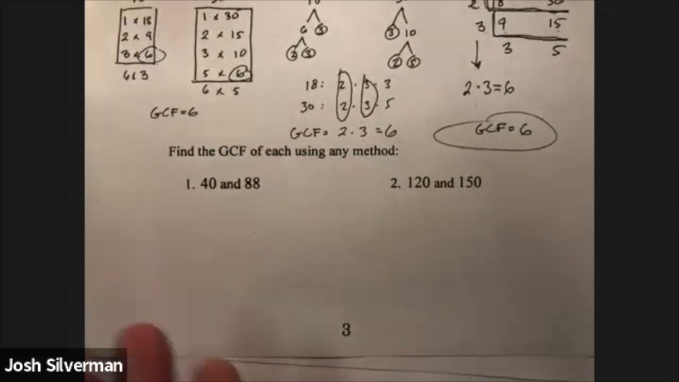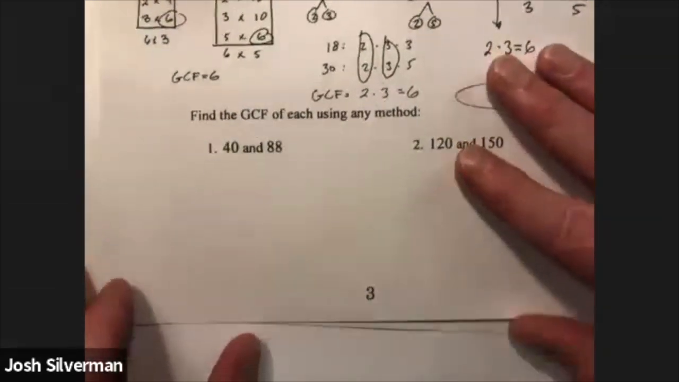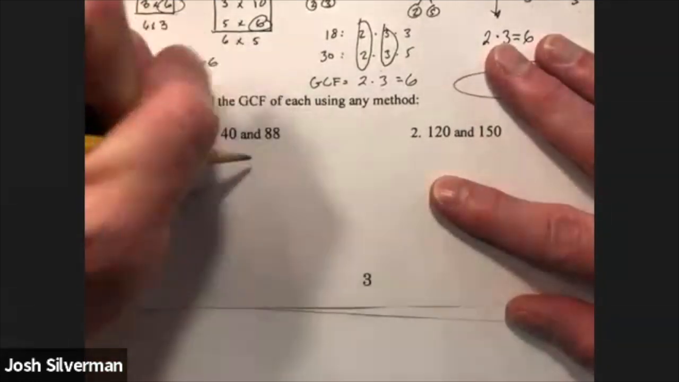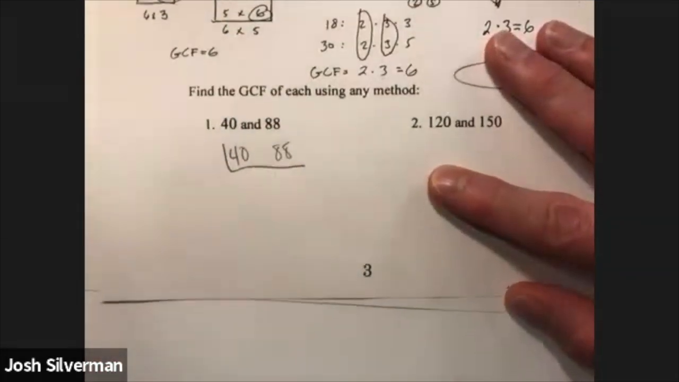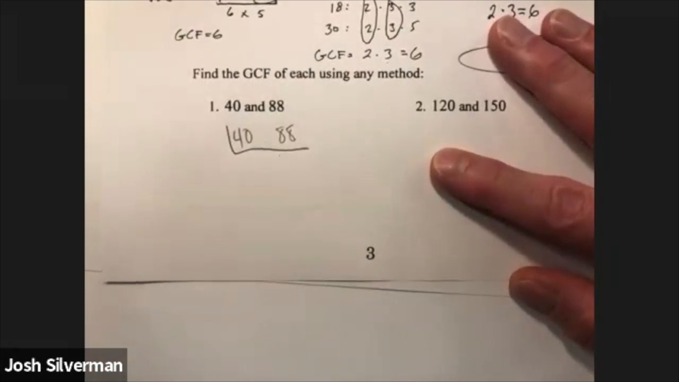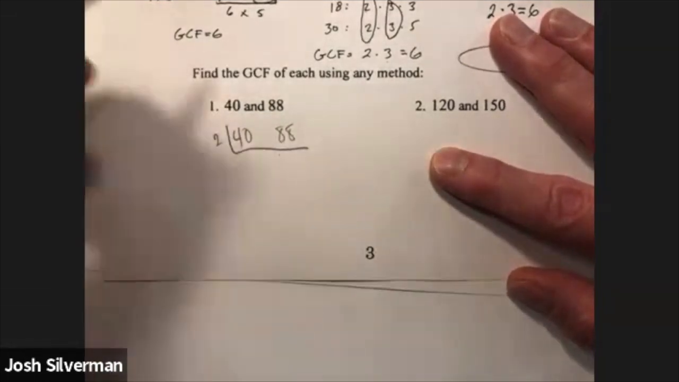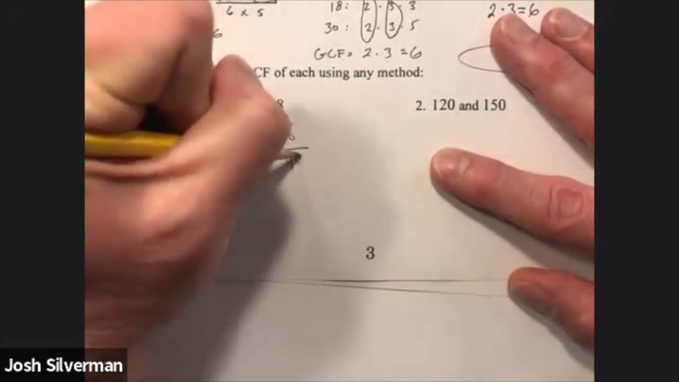Let's do a couple. 40 and 88. All right, ladder method. What can both of those be divided by? Don't think too hard. Keep it simple. They're both even numbers. Let's divide by 2. 40 divided by 2, that's 20. 88 divided by 2, that's 44.